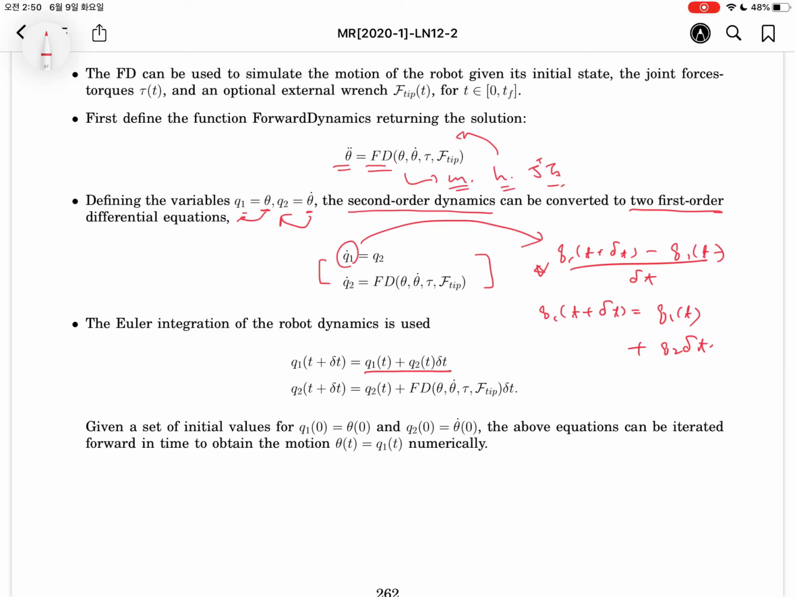Okay. On the other hand, for q2 dot, a similar form is applied, then we can determine this equation. So by obtaining the forward dynamics and multiplying by delta t, the scalar variable is applied, and the current velocity q2 is added, then the result will be the next time velocity. This is the next time computation.